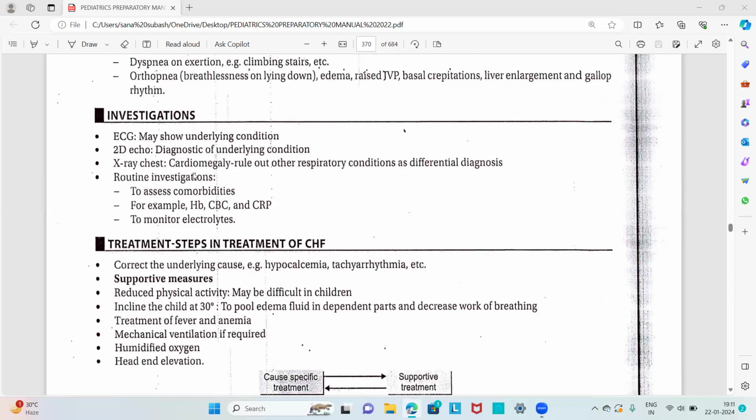Then routine investigations to assess the comorbidities. For example, hemoglobin, complete blood count, and CRP should be evaluated, and we also monitor the electrolytes. So these are the basic investigations we do in the case of congestive heart failure: ECG, chest X-ray, and 2D echo for the underlying condition, and routine investigations like CBC, Hb, and CRP, and also monitoring the electrolytes.